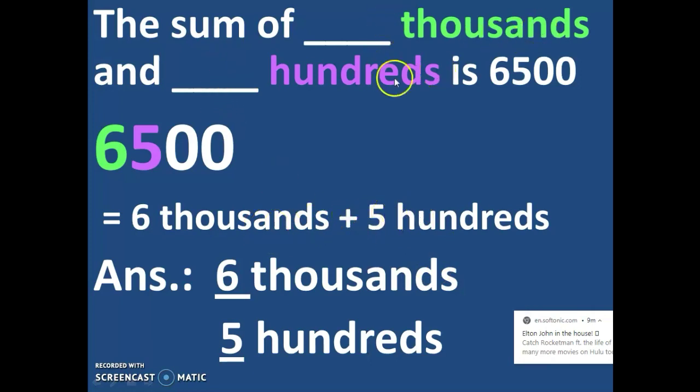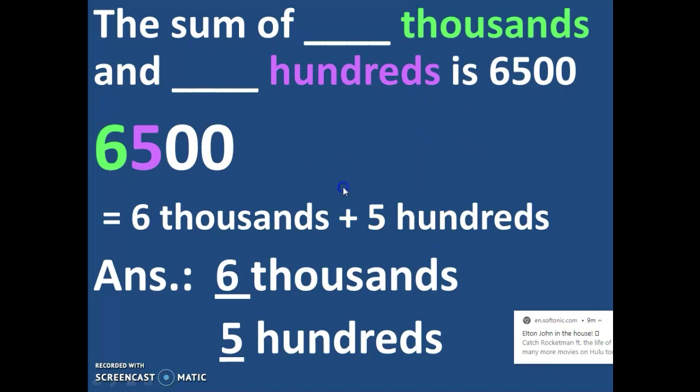The sum of dash thousands and dash hundreds is 6,500. So here they have given 6,500. If you expand this number, you get 6,000s plus 500s. This is nothing but the answer. The sum of is nothing but adding: 6,000s plus 500s. This is only our expanded form, and that is what the question asked. The sum of dash thousands, our answer is 6,000s, and dash hundreds, that is 500s, is 6,500. That's our answer, right?